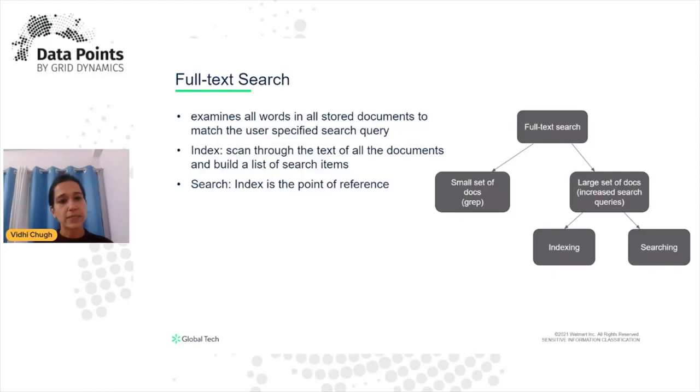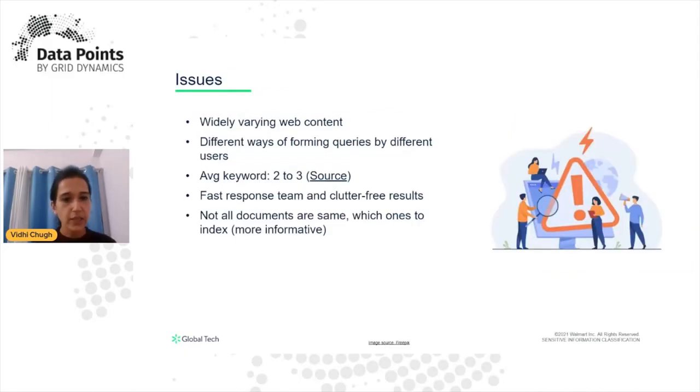So indexing is basically, if I explain through the definition that I've written in the slide, it says that you need to scan through the text of all the documents and have a list of search items. And this list that we have prepared becomes the point of reference for you to search upon. That's where we are looking for the information that we require. So that's about full text search.